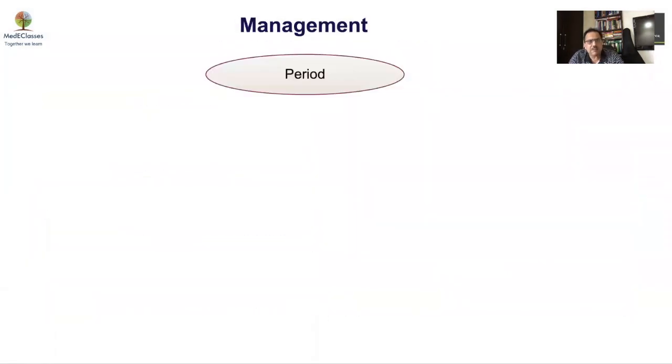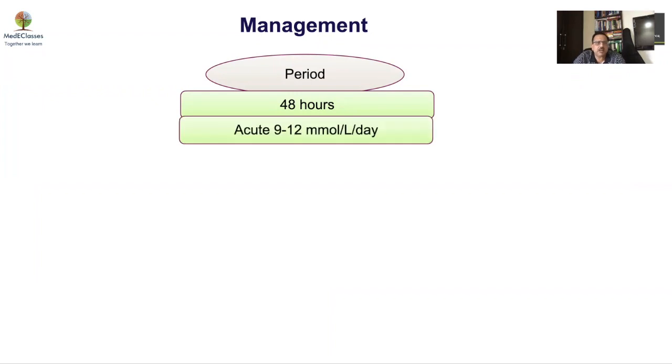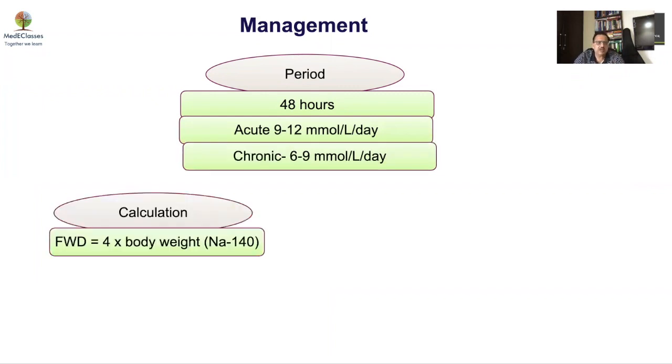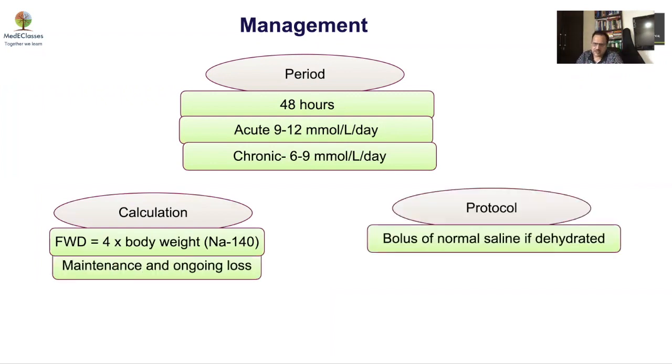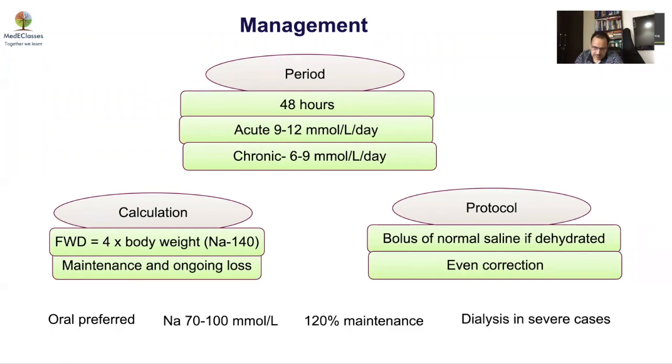Now, management of hypernatremia depends upon the onset, duration, chronicity. The period is typically 48 hours. In acute cases, we can decrease the levels by 9 to 12 millimoles per liter per day. In chronic cases, maybe 6 to 9. The calculation is for free water deficit, maintenance, and ongoing losses, and there are standard protocols. And ideally, if possible, we should have an oral correction. Sodium levels typically 70 to 100. 120% maintenance in your formula would be right in that case.